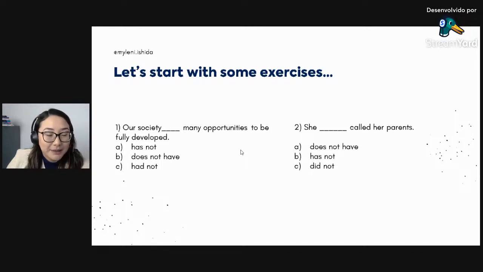Something really important here is for us to pay attention to what we have after the blank space, okay? So I have many opportunities. In this case, what is the correct alternative? Our society has not many opportunities. Our society does not have many opportunities. Or our society had not. Think and put your answers in the chat, okay?